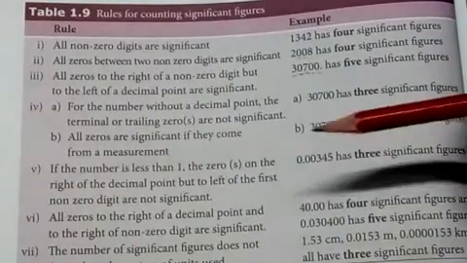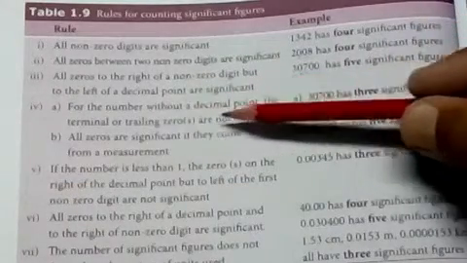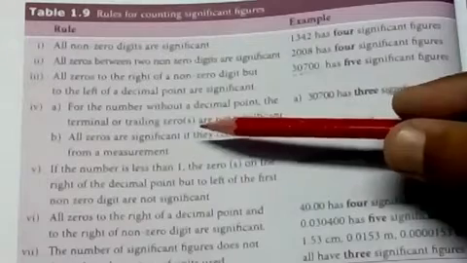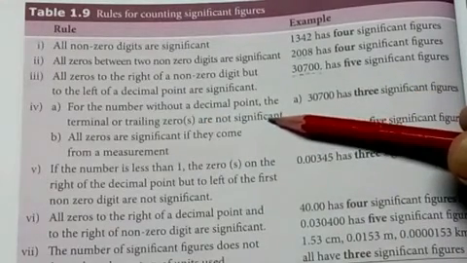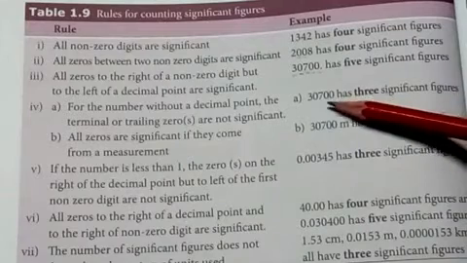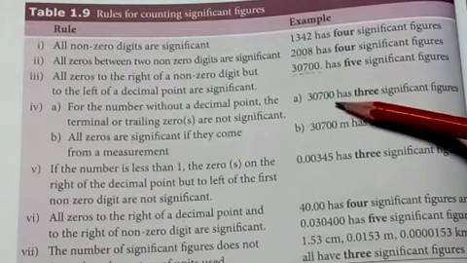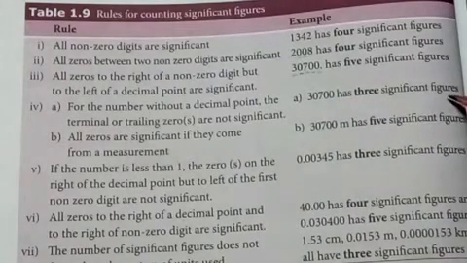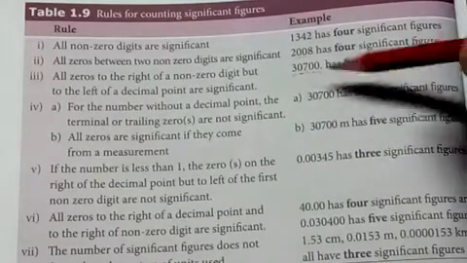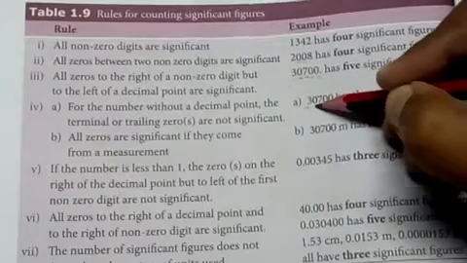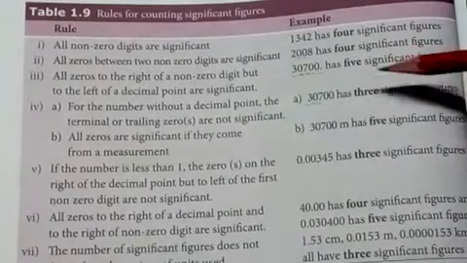Now let's go to the fourth one. For a number without a decimal point, the terminal or trailing zeros are not significant. So for a number without a decimal point, you see 30700 has 3 significant digits. Why? Because it doesn't have a decimal point. So you have only 3, 0 and 7. Those are the 3 significant digits.